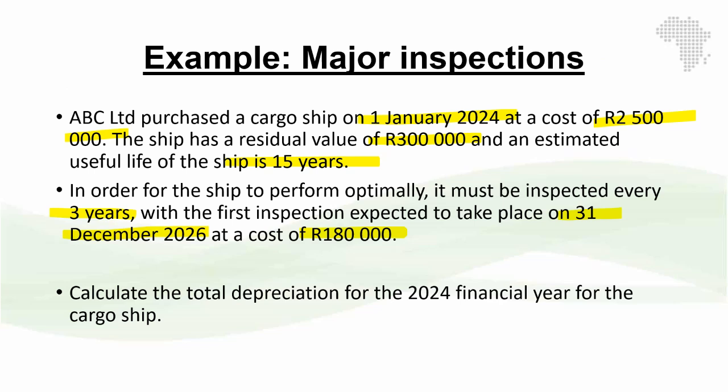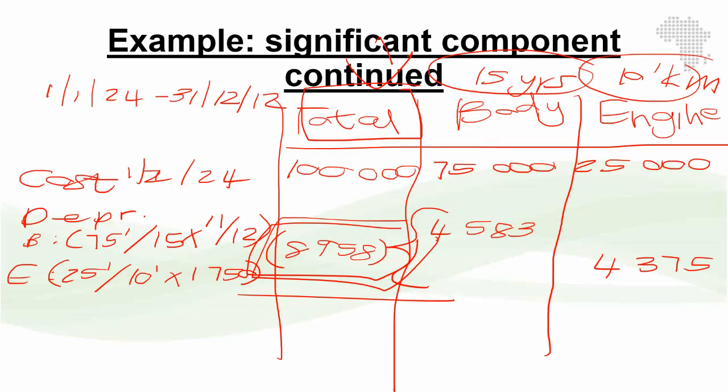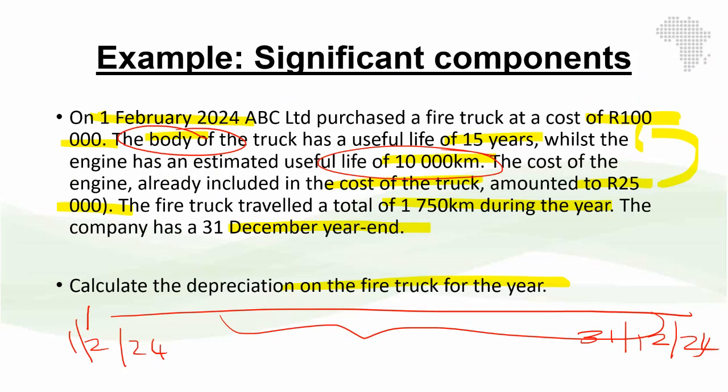There was a question, if we go back to the 15 years, the body of the truck, the question says specifically to us that the truck has a useful life of 15 years. That's why we use 15 years for the calculation, to calculate depreciation on the body of the truck.